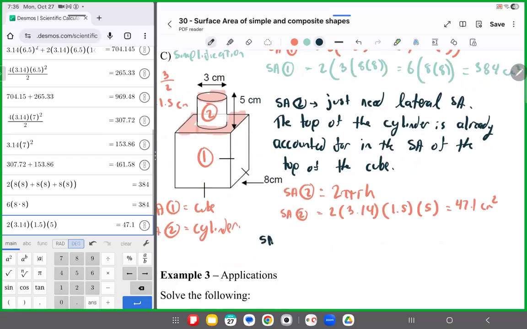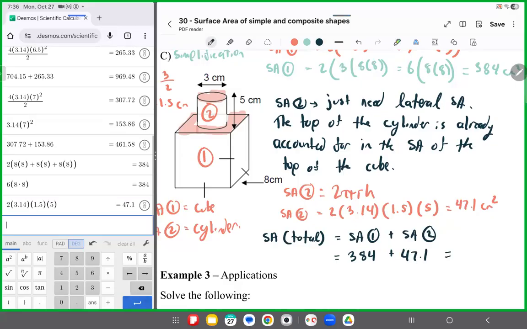So our total surface area, SA total, will be equal to the surface area of the first shape plus the surface area of the second shape, which is going to be that 384 we had from earlier, plus that 47.1. And so when we add these together, 384 plus 47.1, we end up getting 431.1 centimeters squared. So this will be our SA total.